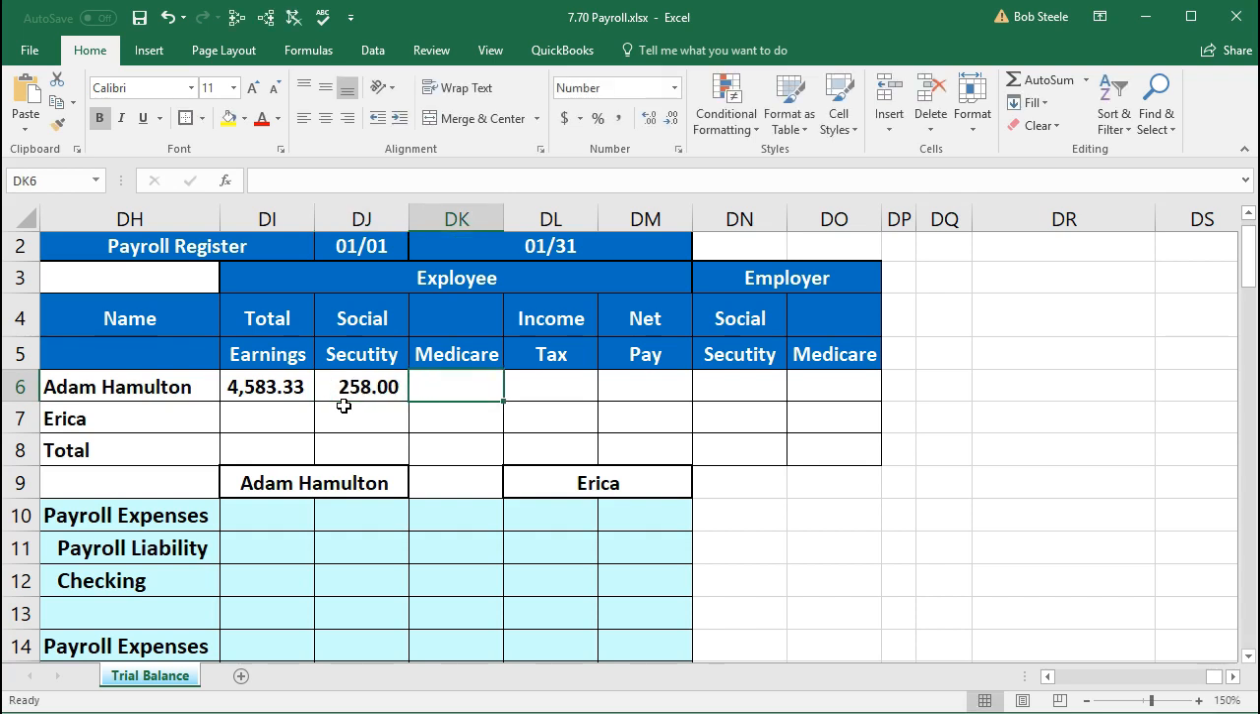Medicare's the same way. It's 1.45% typically, but the idea is more of a flat tax. It's just going to be a flat tax, meaning you would take the earnings times whatever rate we have, and that's what we would get for the Medicare. Withholdings for our purposes is going to be $66.